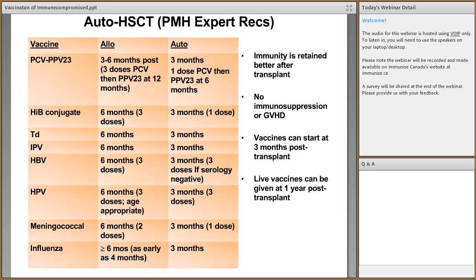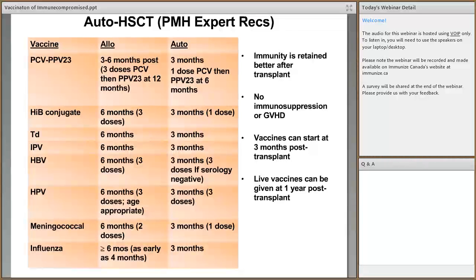Now, what I was just discussing with you was allogeneic transplantation. So this is where stem cells are obtained from donors that are unrelated or their siblings. There are guidelines also for autologous transplantation. So this is when patients store their own cells, which are then given back to them.